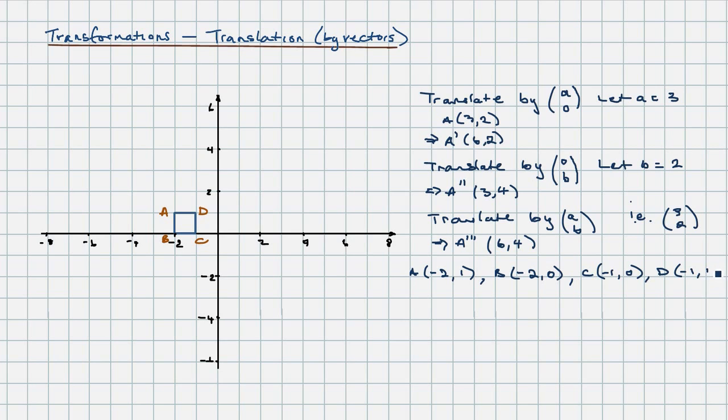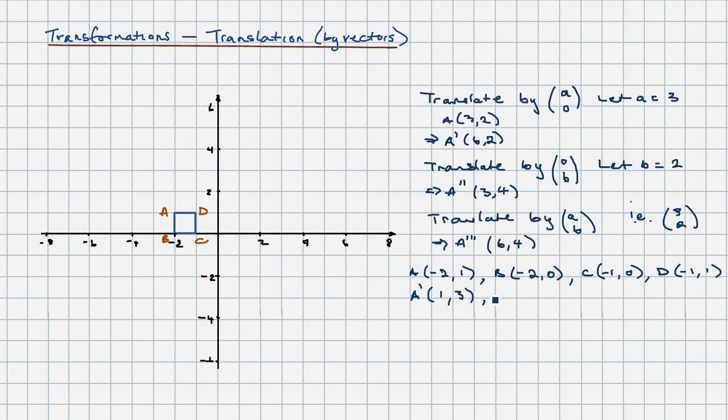So we should be able to predict where our translated shape, A prime, B prime, C prime, D prime, is going to end up simply by using the translation vector, so 3, 2. Let's have a go. So A prime should end up at, well, minus 2 plus 3, so that's going to be 1. 1 plus 2 gives us 3. So A prime should be at 1, 3.